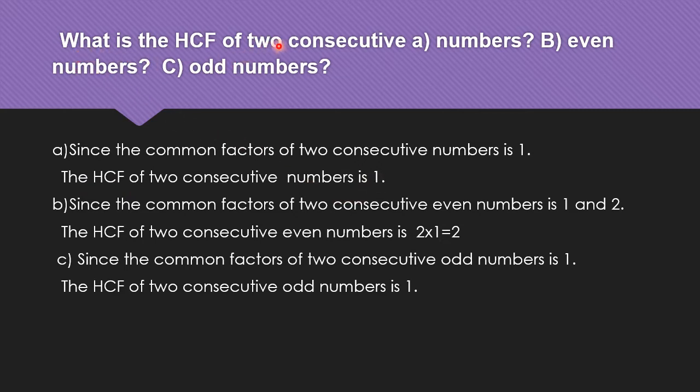Now what is the HCF of two consecutive even numbers? We know that even numbers are multiples of 2. So the common factors of two consecutive even numbers is 1 and 2. So the HCF of two consecutive even numbers is the product of 1 and 2, that is 2. Now what is the HCF of two consecutive odd numbers? The common factors of two consecutive odd numbers is 1. So the HCF of two consecutive odd numbers is also 1.